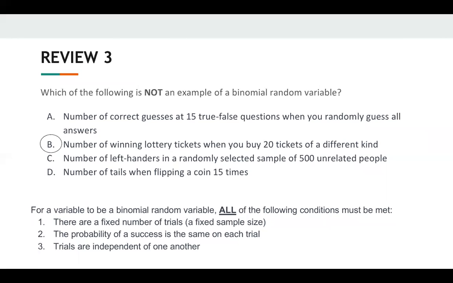Starting with the first condition, yes, there is a fixed number of trials. There are 20 trials here. And then second, the probability of success is the same on each trial. That is not true in this case. Since we have different kinds of lottery tickets here, the probability of success varies for each lottery ticket that you buy. And then finally, the trials are independent of one another. Yes, that holds, because it doesn't matter what your result of one lottery ticket is, it will not have an effect on the other lottery tickets that you check.